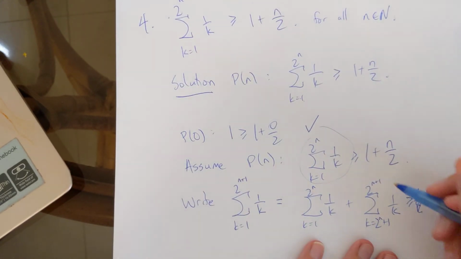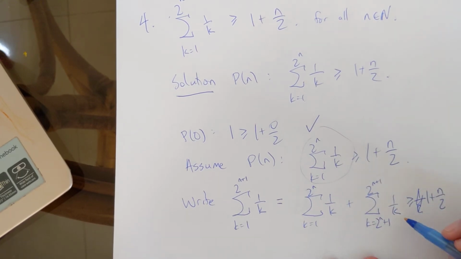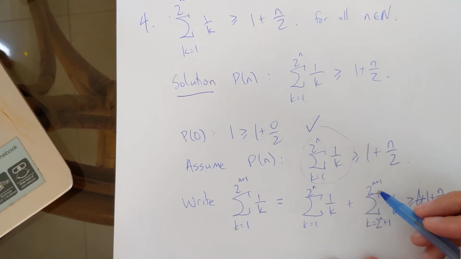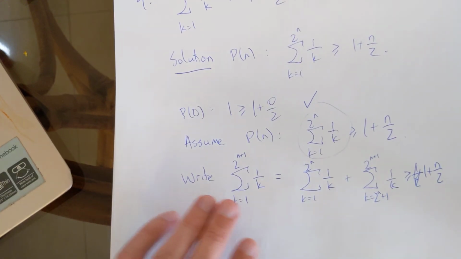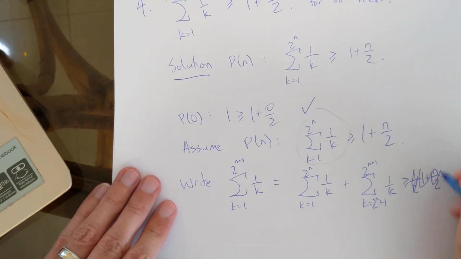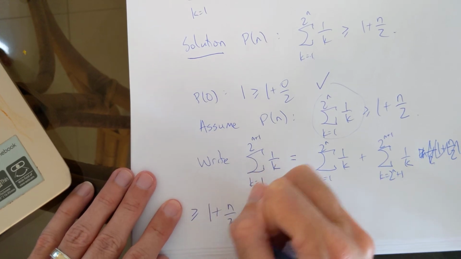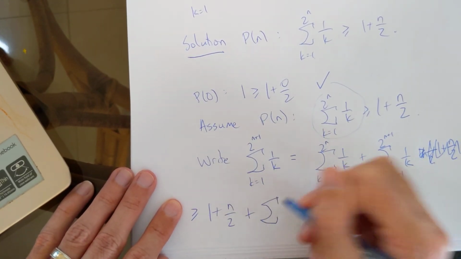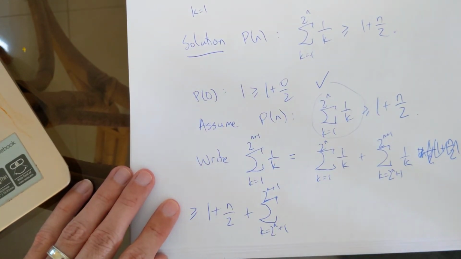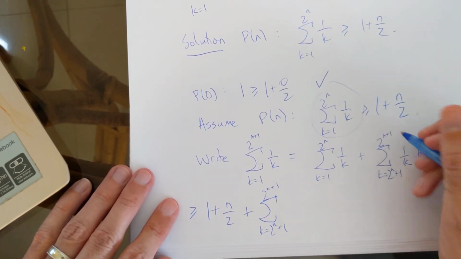Now we have a sum of a bunch of positive numbers, and they're all decreasing. The least one is when k is largest. So let's see, I have to continue this inequality on the next line. So greater than or equal to 1 plus n over 2 plus summation from k equals 2 to the n plus 1 to 2 to the n plus 1. And instead of 1 over k, I'll just replace it by the smallest it could possibly be in this range, which is 1 over 2 to the n plus 1.